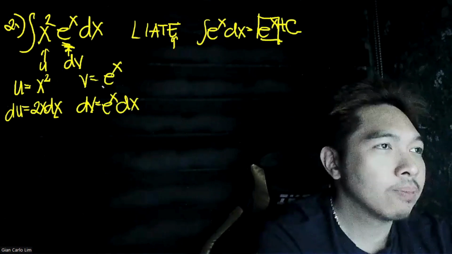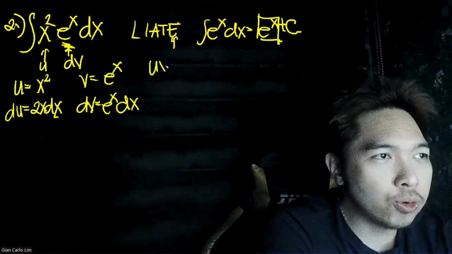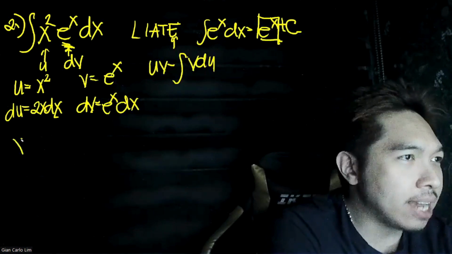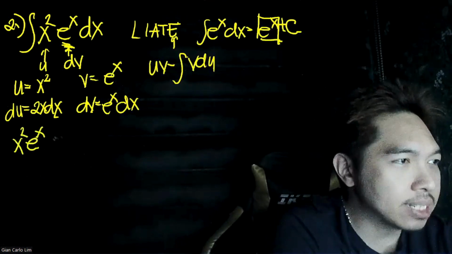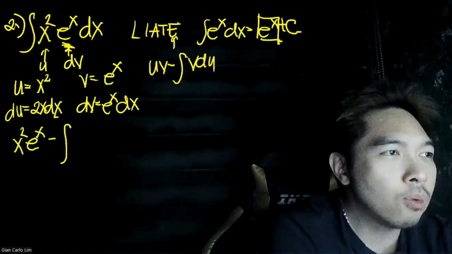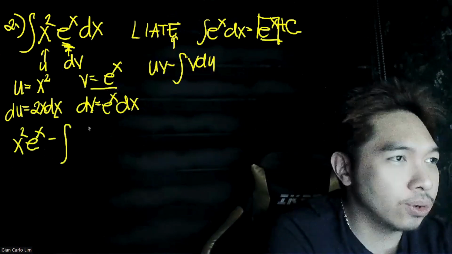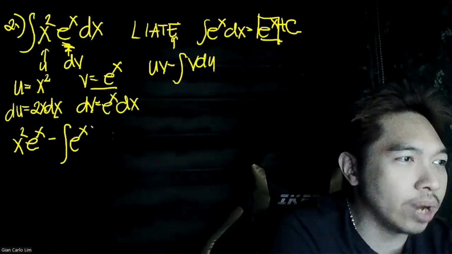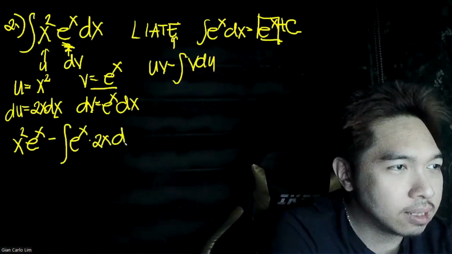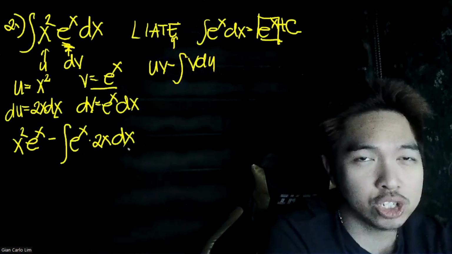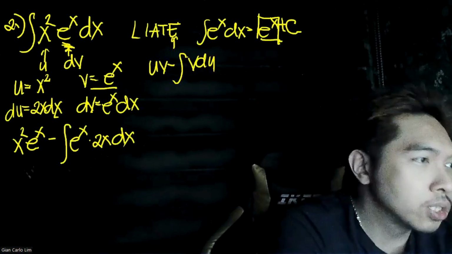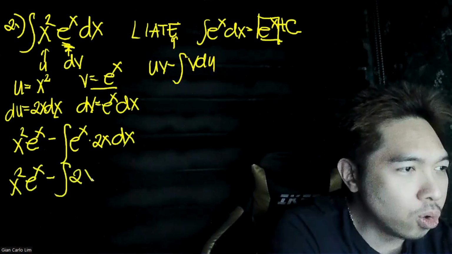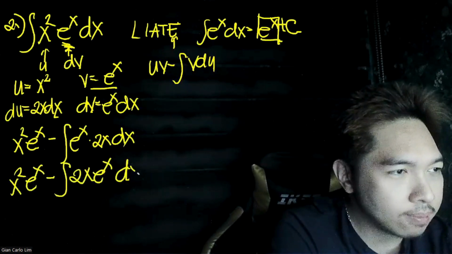So we apply the formula uv minus the integral of v du. Therefore, we have x squared e raised to x minus the integral of, what's our v, that is e raised to x, times our du, which is 2x dx. Let's fix this equation first before we proceed any further. So we have x squared e raised to x minus the integral of 2x e raised to x dx.